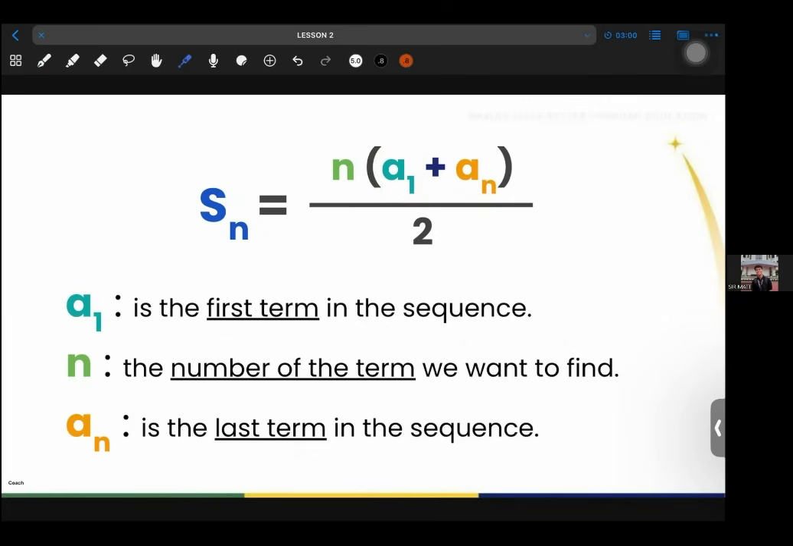So do remember, we're just going to use the arithmetic series formula if the last term is given. However, if the last term is not given, we first use the arithmetic sequence formula from the previous video.